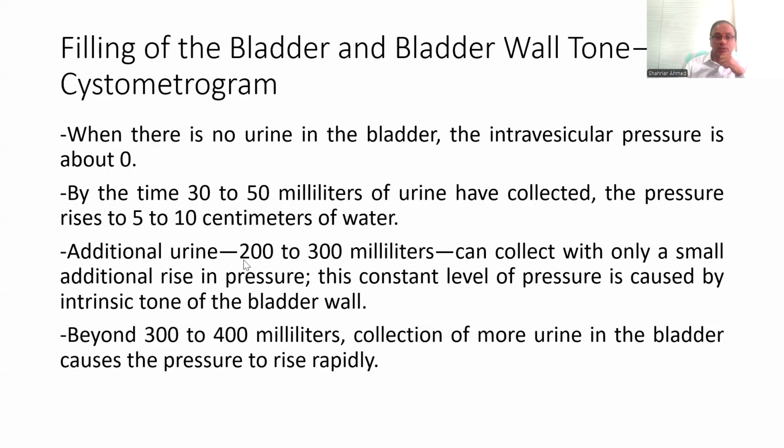Additional urine, if collected to 200 to 300 milliliters, causes only a small additional rise in pressure. This constant level of pressure is caused by intrinsic tone of the bladder wall. Beyond 300 to 400 milliliters, collection of more urine in the bladder causes the pressure to rise rapidly.